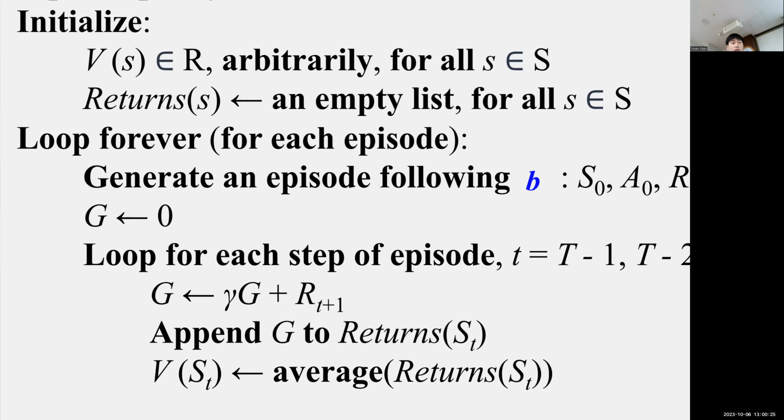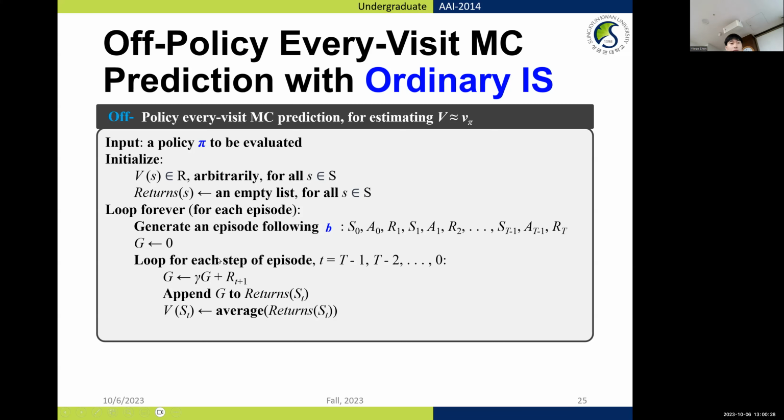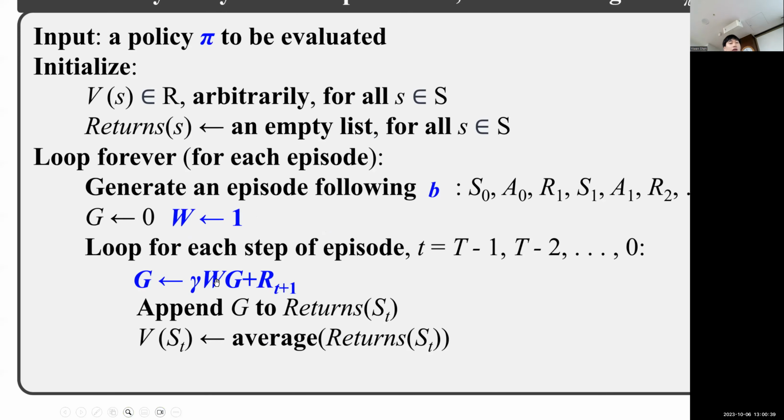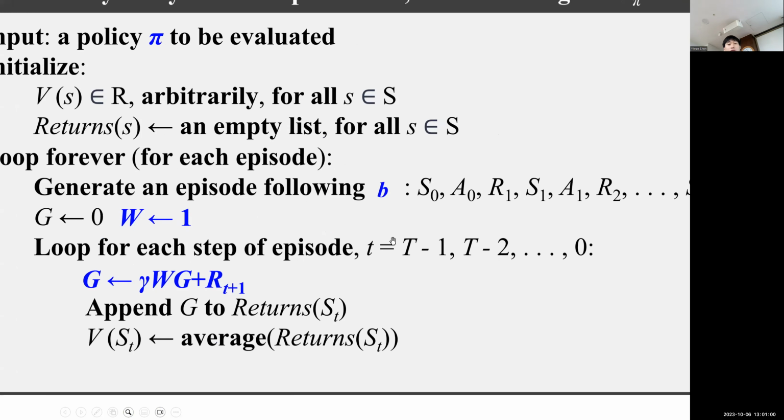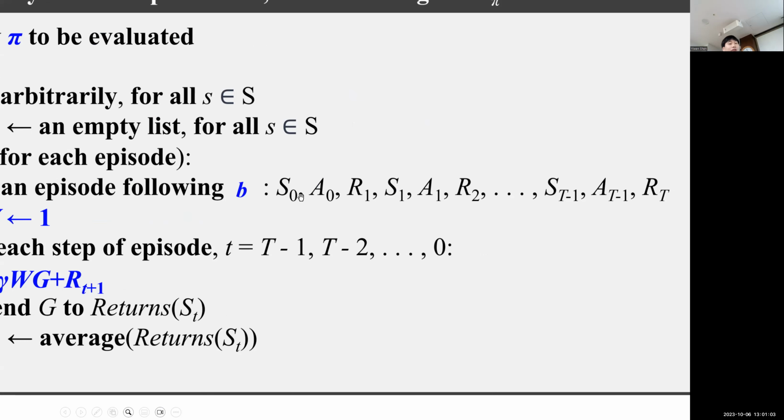Now we update. Because we are following another policy, we can rename this as off policy. Then we update the accumulated return with the weight W. W is actually the product of the importance sampling ratio, and we will update W later. The initial value of W is 1, because if you look at the sequence here, we generate a sequence from 0 until termination, capital T.